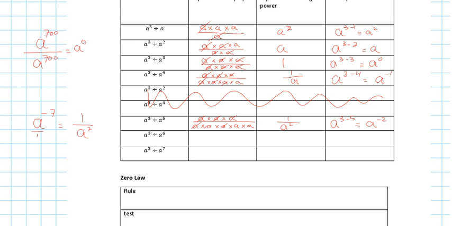What is this going to be? So if I do the subtraction, what am I going to get? a, 3 take away 6, which is a to the power of negative 3. How can I write that as a positive exponent? So 1 over a to the exponent 3.